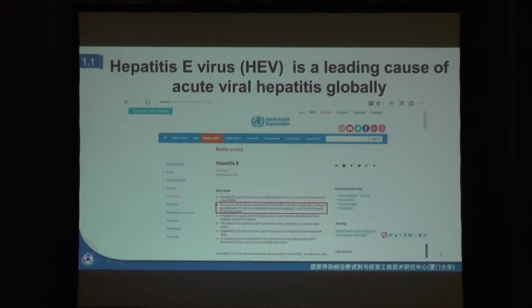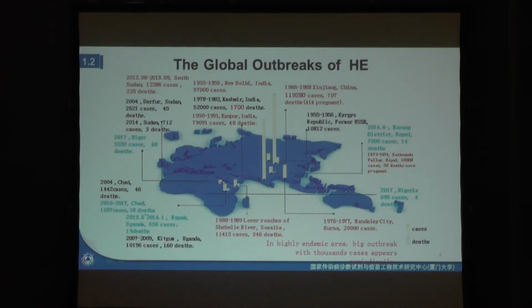And here is data from the WHO. Every year there are more than 20 million HEV infections, with 3 million clinical cases and 56,000 HEV-related deaths. Globally, there were outbreaks of hepatitis E with tens of thousands of cases in the recent half century. The biggest one was in Xinjiang, China, with 119,000 cases.